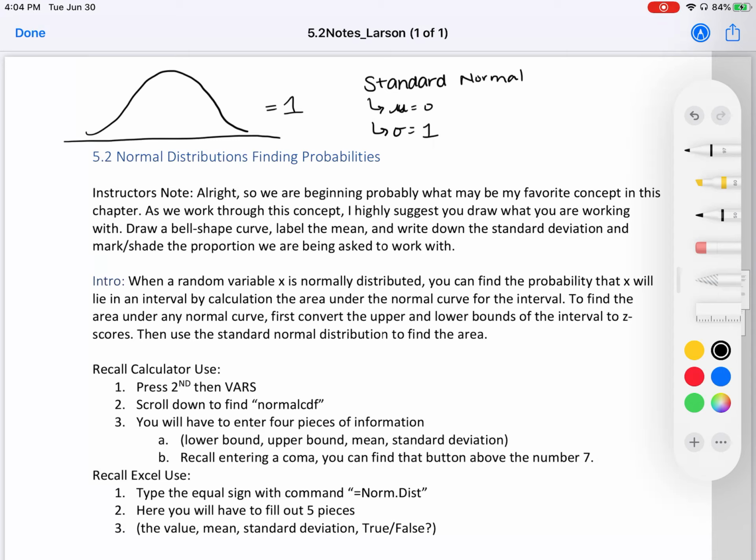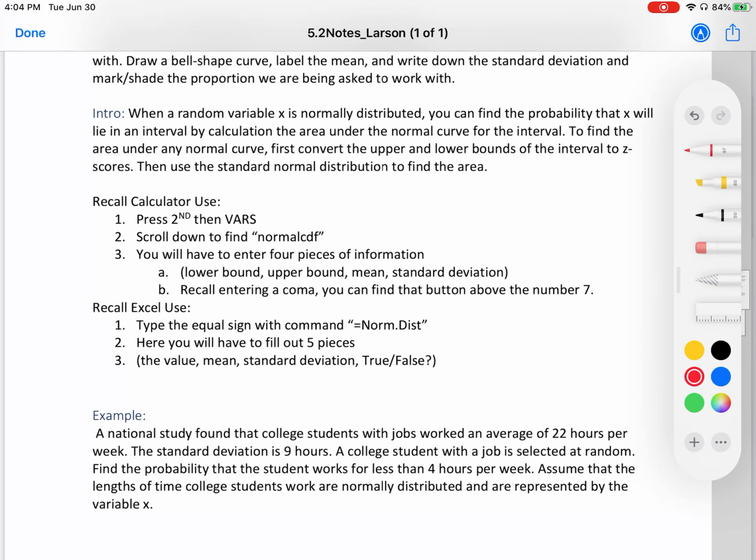Now for this section, we're going to take what we learned. The only difference is our mean. It will be whatever we're told it is or whatever we have to calculate it being. And same thing for your standard deviation. These values will be given or we'll have to calculate them ourselves. So just to remind you, we do have some calculator and Excel functions that make it easier for us. We have normal CDF, where we have to enter 4 pieces of information, and norm dist, where we have to enter 5 pieces of information.